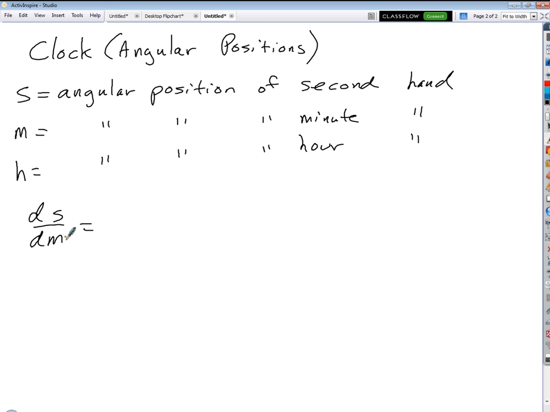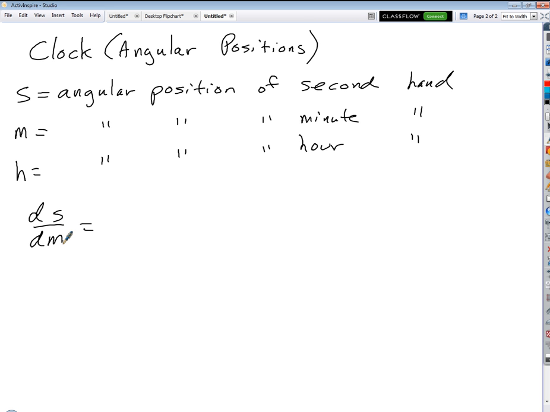Don't say anything, everybody just think about it. No, I'm not gonna tell you. Wait, what was the question again? Okay, the question: I want to know what this number is. I want to know the rate of change of the position of the second hand, let's just say in revolutions, with respect to the rate of change of the minute hand. How fast is the angular position of the second hand changing with respect to the minute hand?